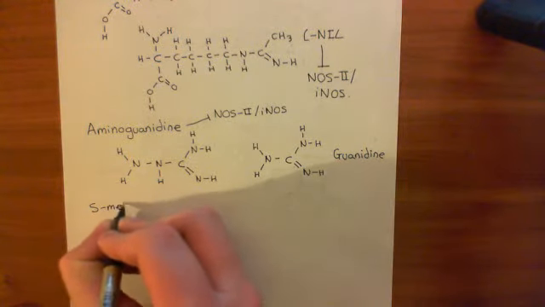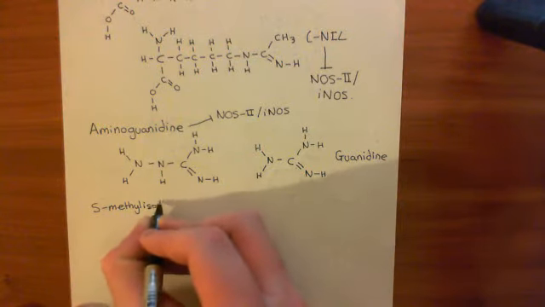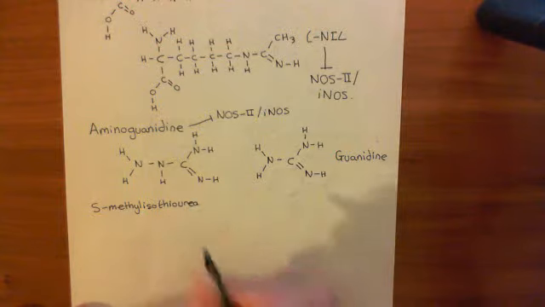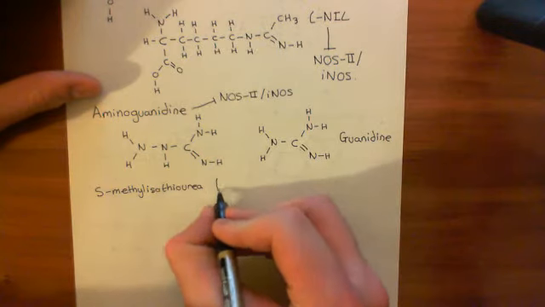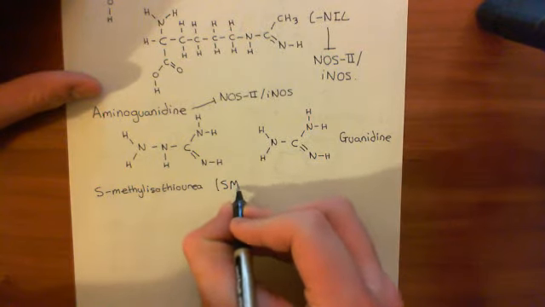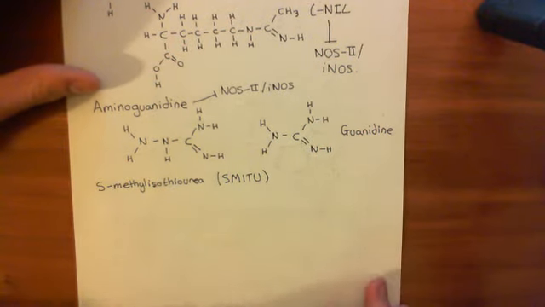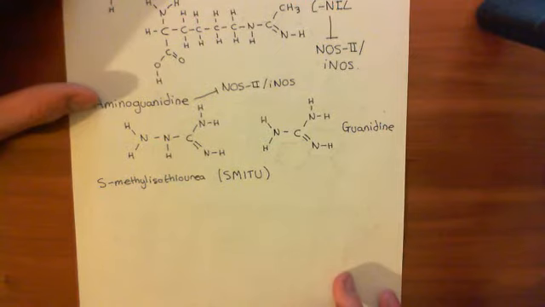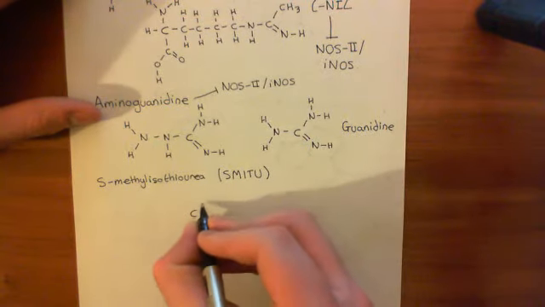Okay, and finally, the final one we want to talk about is something known as S-methyl isothiourea, which is often denoted SMITU. So if you ever hear people talking about SMITU, this is what they mean. S-methyl isothiourea. Okay, so SMITU, or S-methyl isothiourea, is again a selective NOS2 inhibitor.